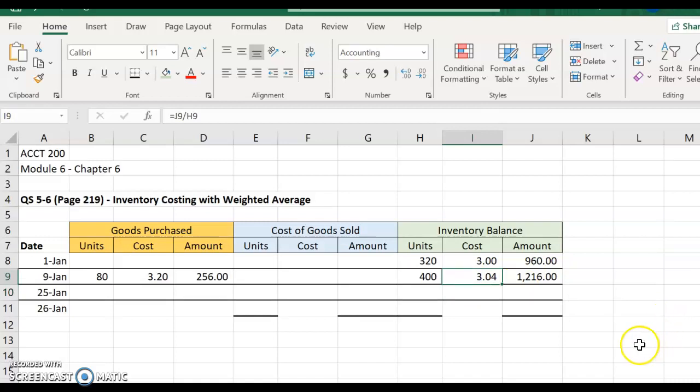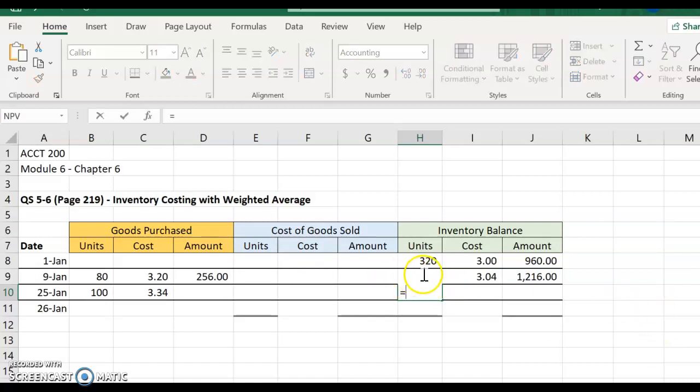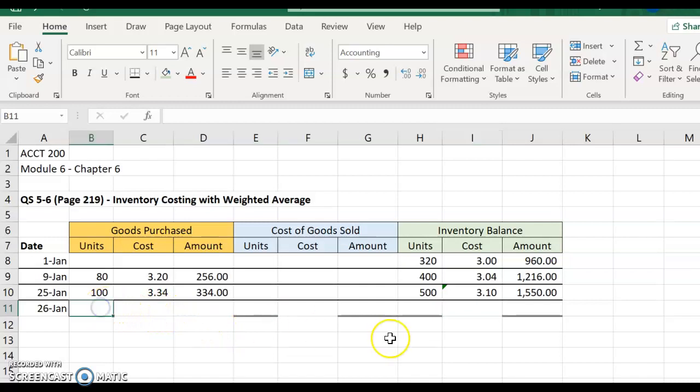On January 25th, I make an additional purchase of 100 units, and I've purchased those at $3.34. Again, I'm going to add, now I've got 400 plus the 100, and my cost over here is the 1,216 plus, I forgot to extend that, but we'll just leave it there for now, I'll fix that, equals the 100 times 3.34. And so my total cost is $1,550. To get my unit cost, I'm going to say equals 1,550 divided by the 500 units. So I have a per unit cost of $3.10 per unit.